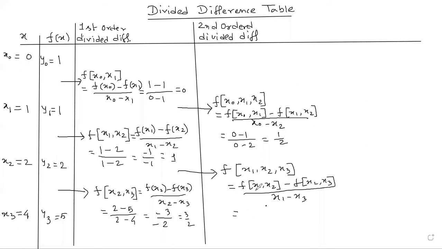So f of x1, x2, x3 is equal to f of x2, x3 minus f of x1, x2 (which is 3 by 2) divided by x1 minus x3, which is 1 minus 4. So it is equal to minus half divided by minus 3. So it is 1 by 6.